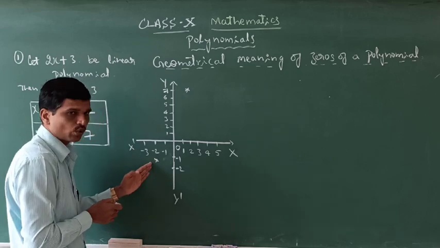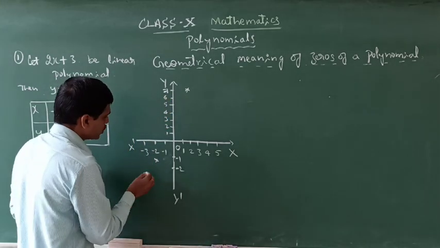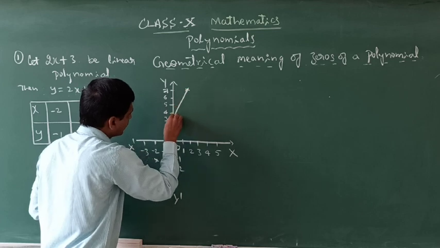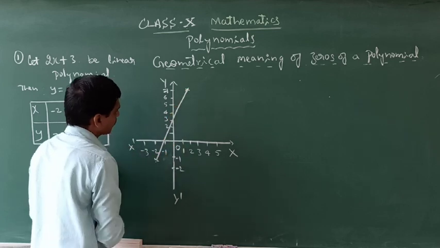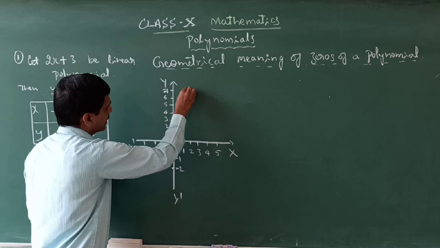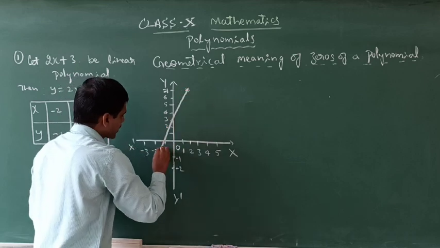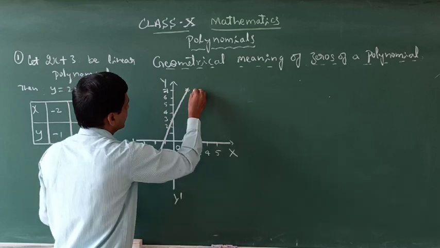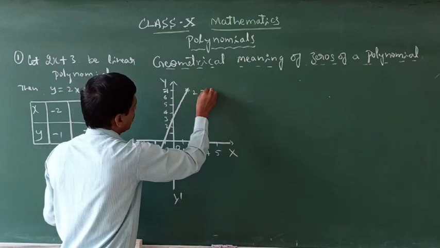The points come in the third quadrant and the first quadrant. Suppose you want to join them, it looks like this. It is a straight line. Consider the point 2 minus 1, and consider the point 2, 7.